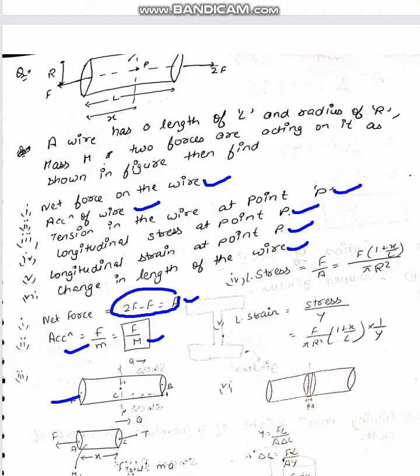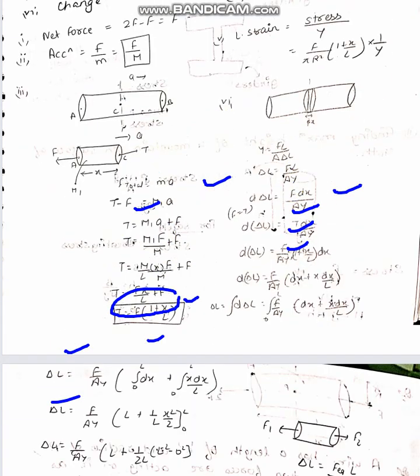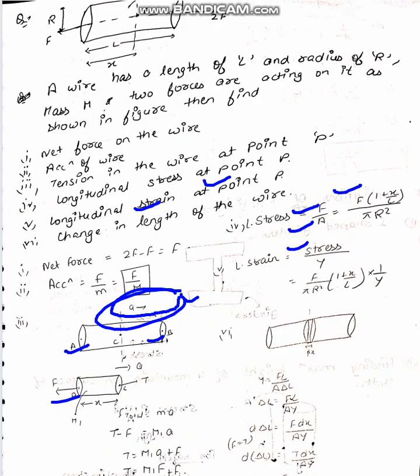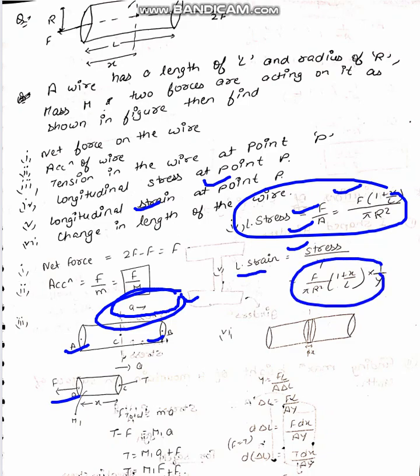Then we need to find tension. So for finding tension, we need to make the free body diagram of this. And after final calculations, we get tension as this much. Then finally, after that, we need to find stress at that point. So stress is force by area, so that will be stress. Then we need to find the strain. Strain comes out to be this much.